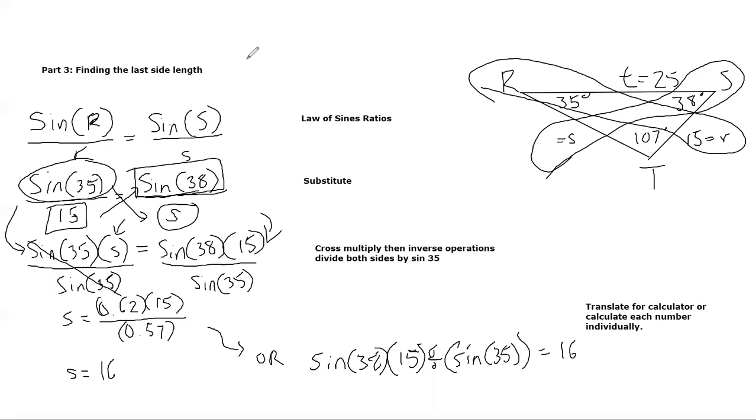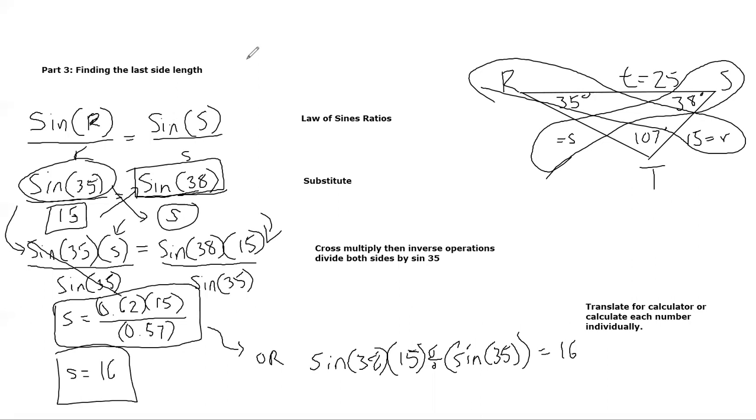You can either spell out what sin 38 is on the calculator, which happens to be 0.62, by the way, times 15 divided by whatever sin 35 is, which happens to be 0.57, right? Then you multiply 0.62 times 15, and you're gonna get like 8 something. Sorry, I did that math wrong in my head. You're gonna get like 8 something divided by 0.57, and then you end up getting S is 16.